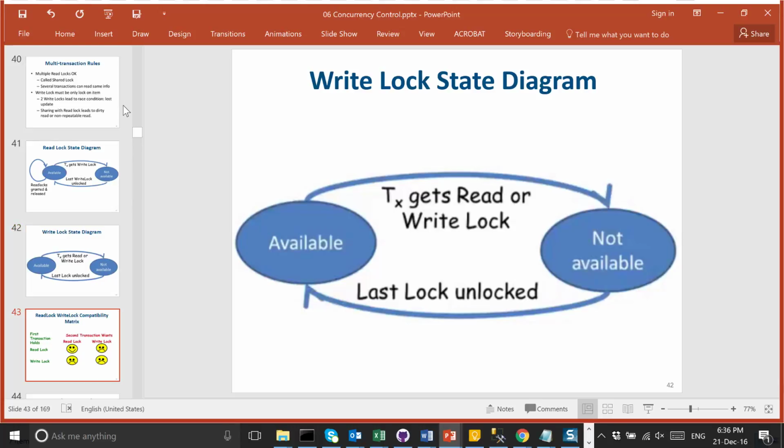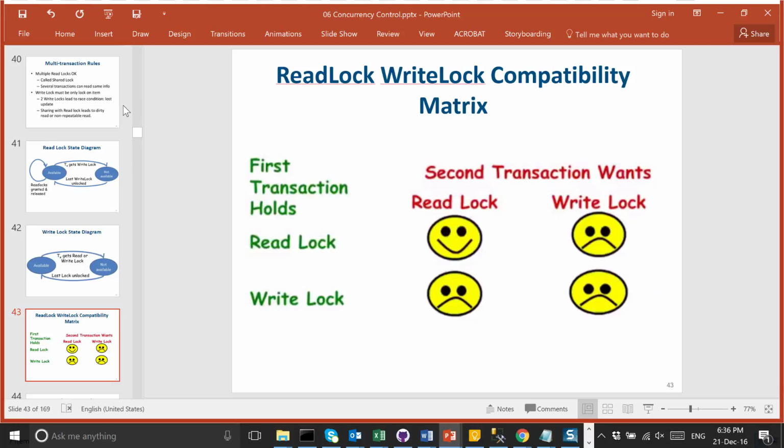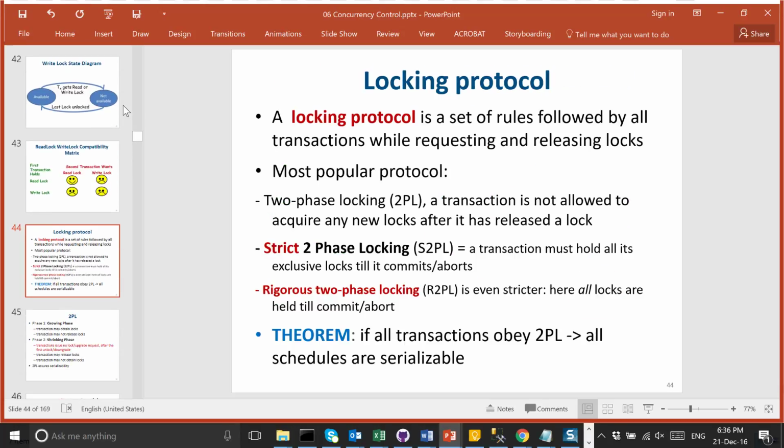So this is summarized here nicely. A read lock with a read lock, no problem. The rest, they have to wait. These are incompatible: a read with a write, a write with a read, a write with a write. Only for reading, multiple transactions can have the same shared lock, no issues.